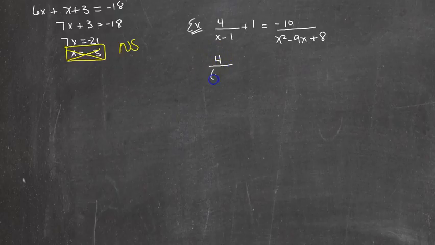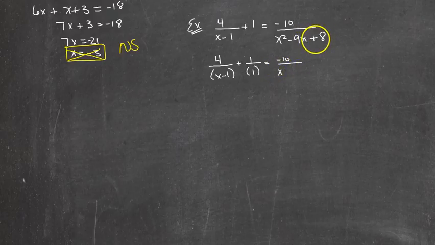So 4 over x minus 1 is factored, plus 1 over 1 equals negative 10 over x, two numbers that multiply to give me a positive 8, but add to give me a negative 9. That's got to be x minus 1 and x minus 8. So double check. Negative 8 times negative 1 is positive 8. Minus 8 minus 1, negative 9. Good. Now let's create our lowest common denominator.